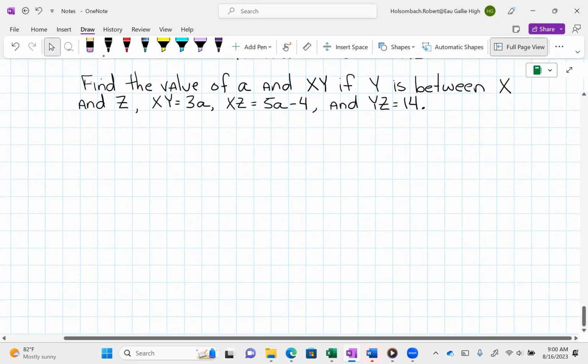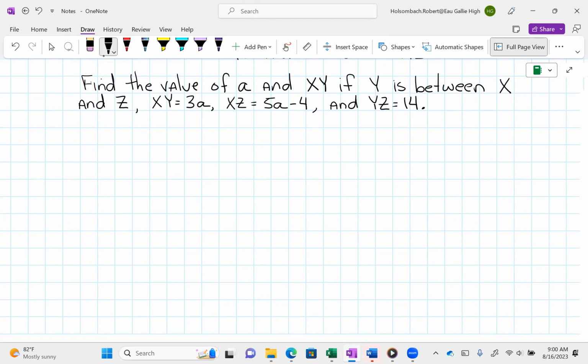So the first thing you're going to do after you read this question is you're going to draw a diagram. And your diagram will look something like this. Reread this. Find the value of A and XY if Y is between X and Z. So we put X on here and we put Z on here. And we put Y between them. So now we have Y that's between X and Z.